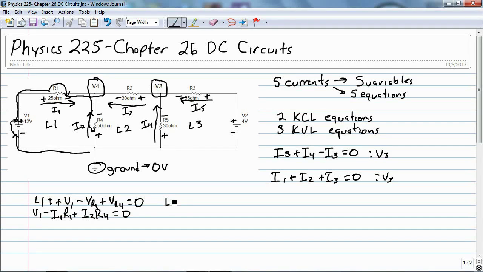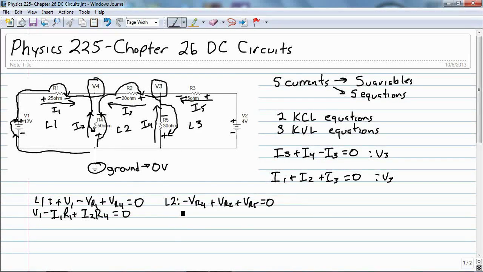Now we have loop 2. And here, start at ground. I'm going to go around, jump over to the other side for the first component, R4. I'm going to have a minus VR4, go around this loop, jump over R2. I'm going to take plus VR2, and continue around my loop, and I get to R5. I'm going to jump across, take the sign, which is a positive, and that's going to be VR5.